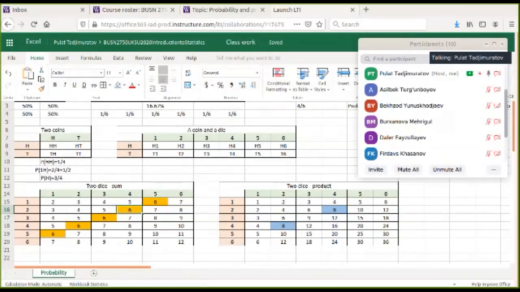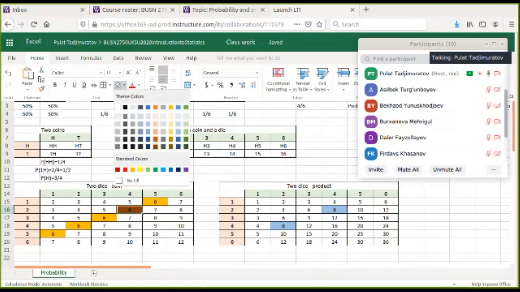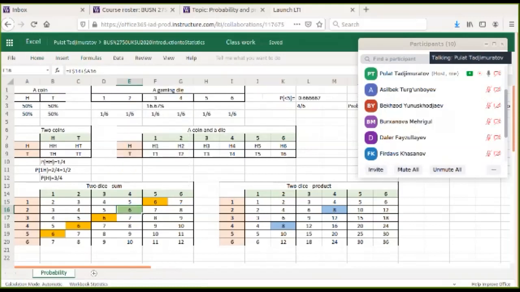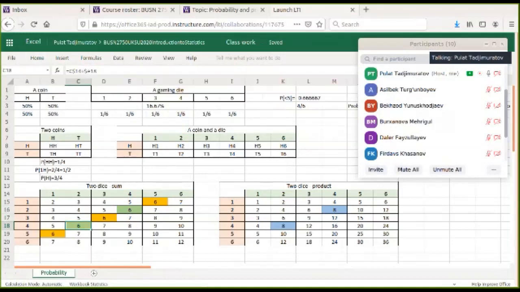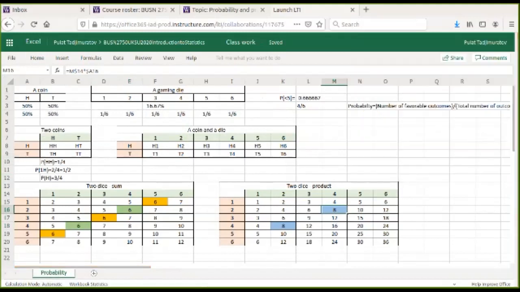Let me change the color for that cell, and I will use green. And here's another one. So again, I'll mark it green. So in these two cases, you have the sum of your dice being 6 and the product of your dice being 8. So that's exactly those cases which are favorable for question 1 in the transcript.